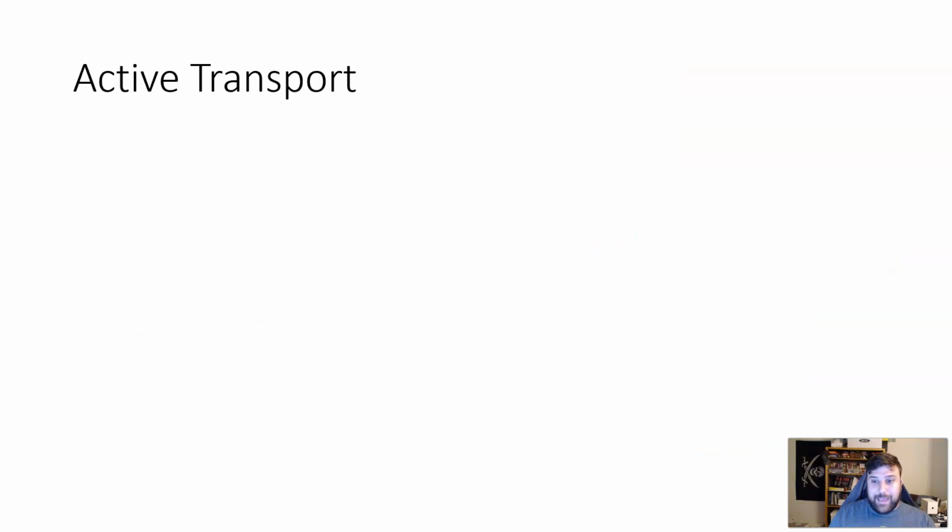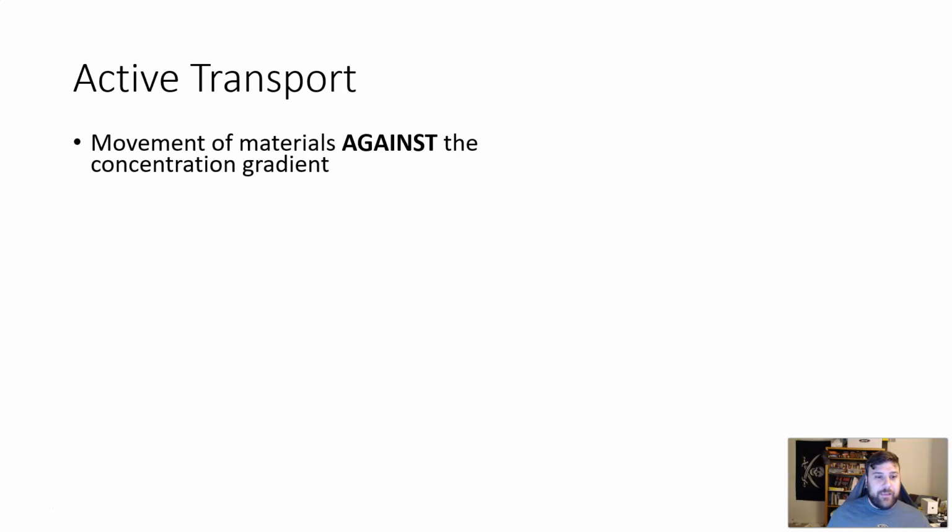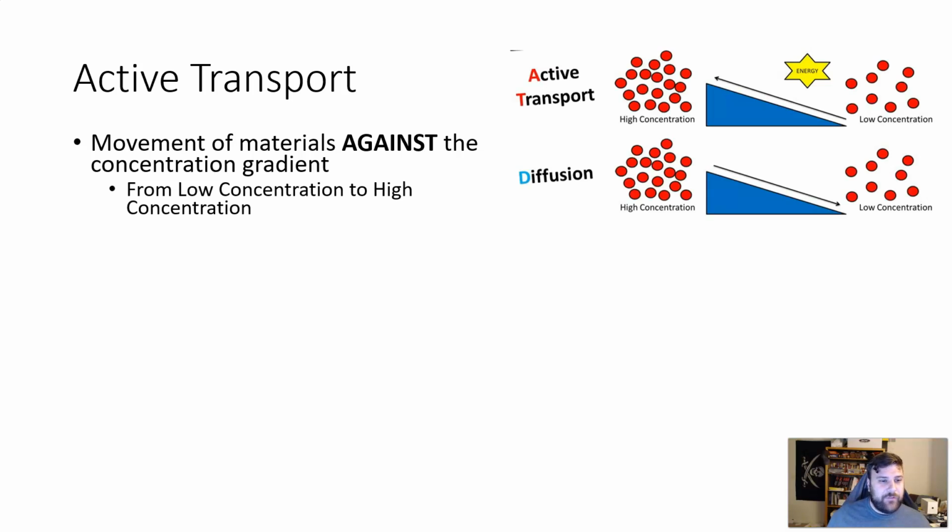Okay. The last thing I want to talk about is what is called active transport. All the stuff that we've talked about up till now is passive transport. Passive transport is movement with the concentration gradient. Active transport is movement against the concentration gradient.